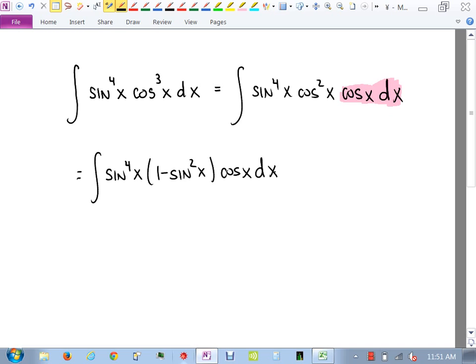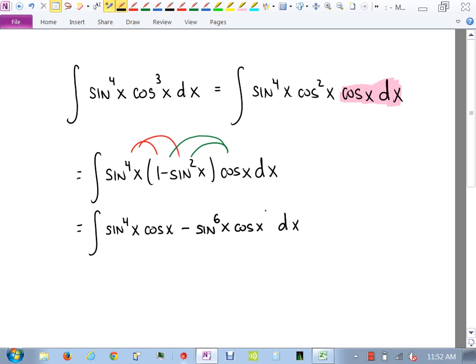Now what? Distribute my sine to the fourth through here, and then after that, distribute the cosine x through. Or you could leave it all out. It doesn't matter. If I do the red ones, I get sine to the fourth x cosine x dx, minus sine to what power? 6th x cosine x dx.